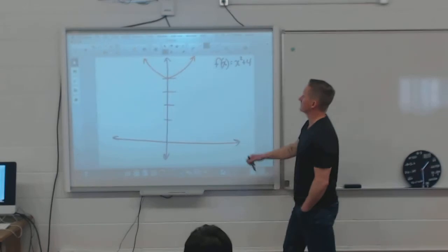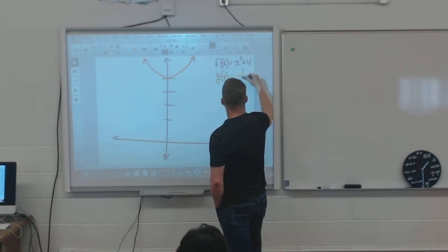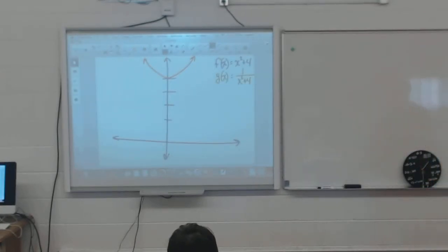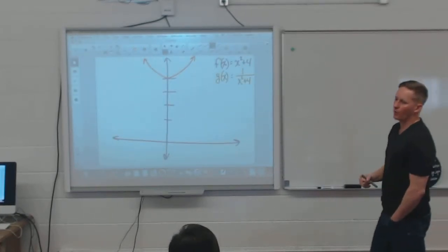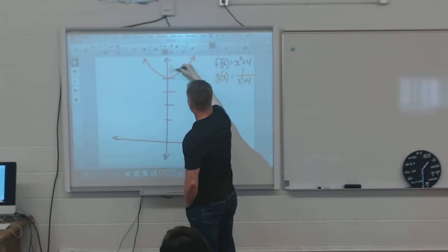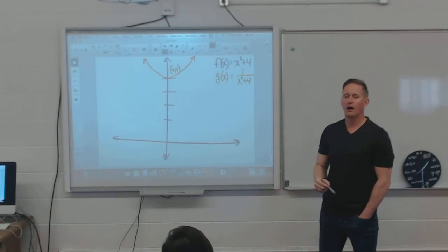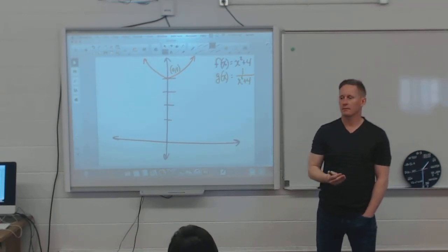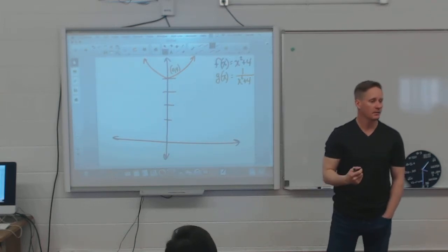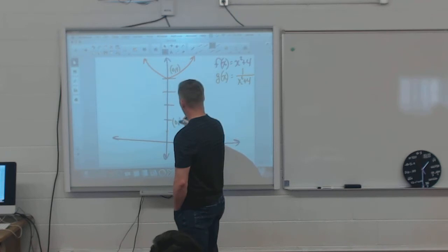Okay, now g of x. This will answer your question, Brendan. g of x is 1 over x squared plus 4. So focusing on the vertex for a second, 0 and 4 is your vertex. If I take 1 over the y value, it becomes 0 and what? What's the y value? Yes. The y value is 4, so when I take 1 over it, I get a quarter. So that becomes 0 and 1 quarter.